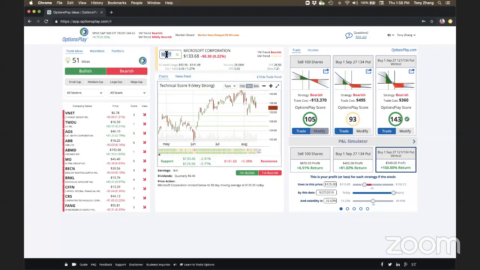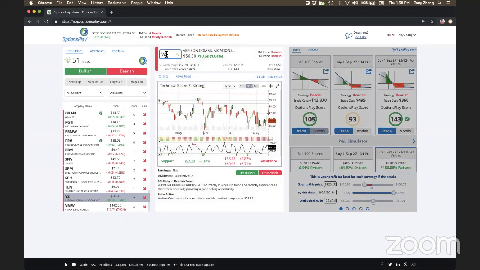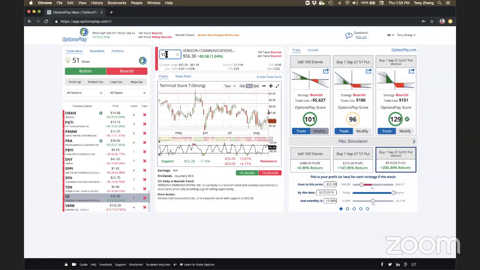So what I'll do is I'll just go through a few more examples here, but what I want to show you really is just how easy it is to plug in any symbol on a specific strategy and on a specific stock, and see how easy it is for Options Play to show you a debit spread. So here's Verizon.